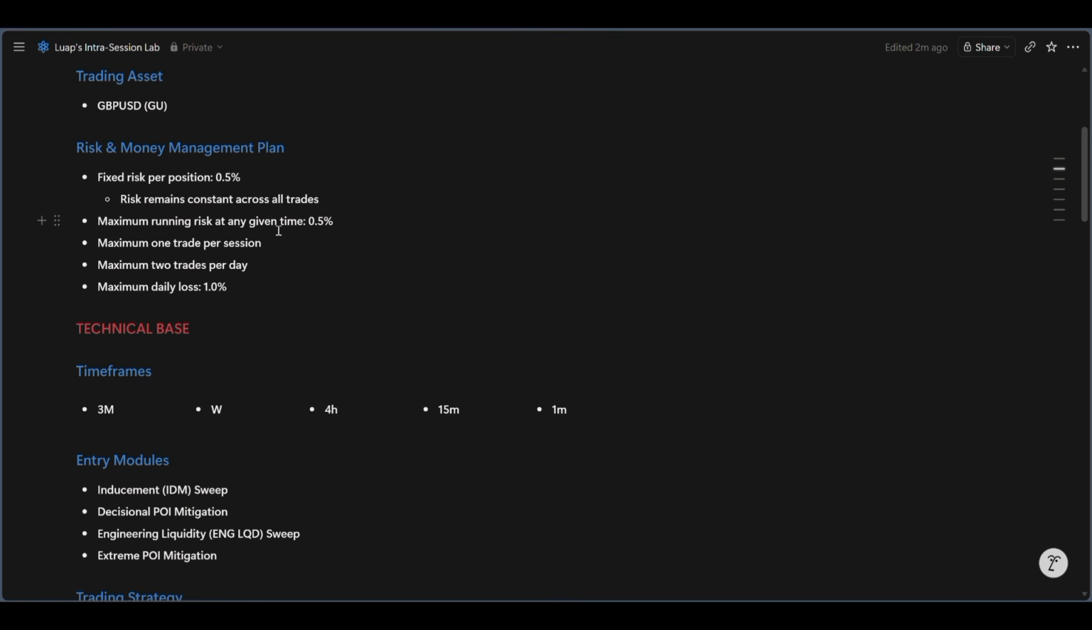The maximum running risk at any given time is 0.5% as well, because the maximum number of trades I take per session is only one trade. And I take a maximum of 2 trades per day. That doesn't mean that I find those 2 trades every day. There are days that I don't even find a single setup for the London and New York key windows that I have. And there are times I'll get more than 2 setups in the day, but I will only filter for just those 2 trades.